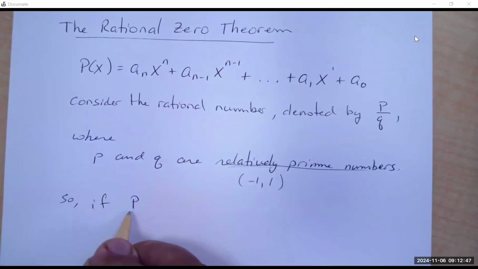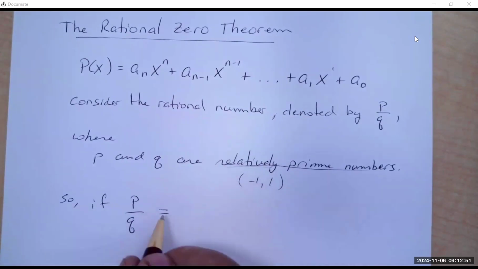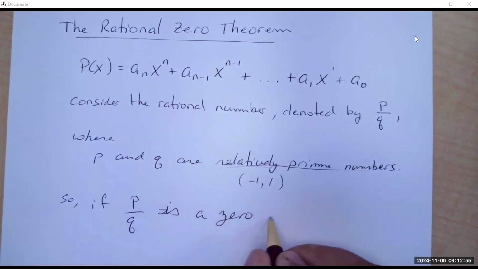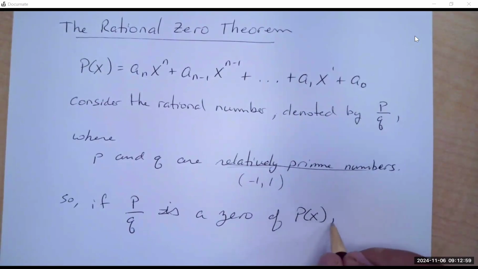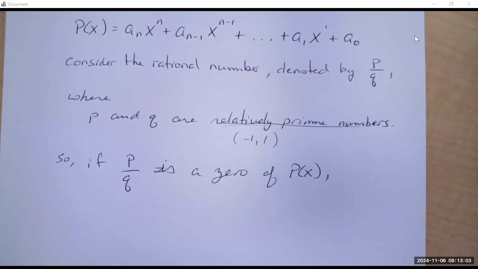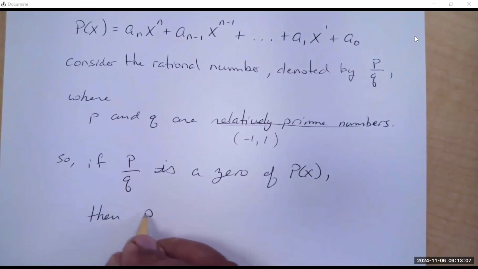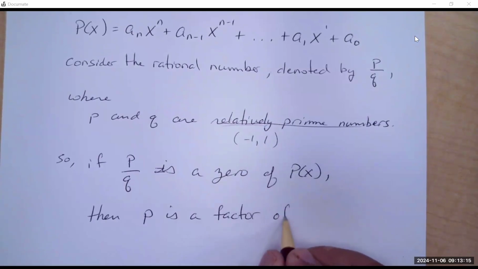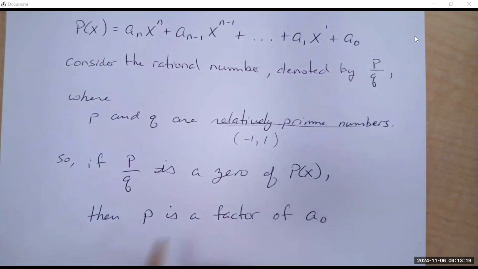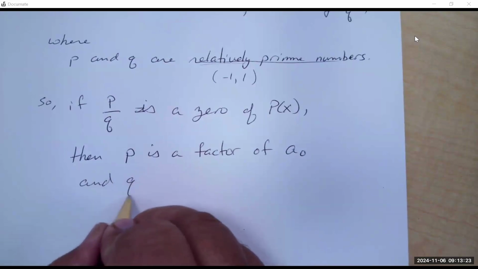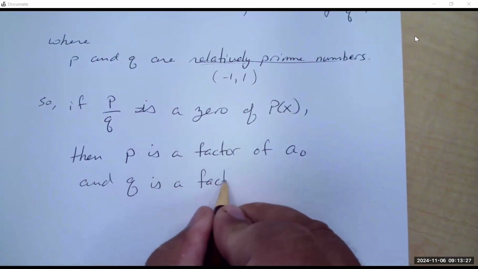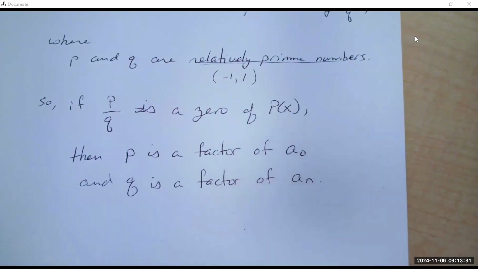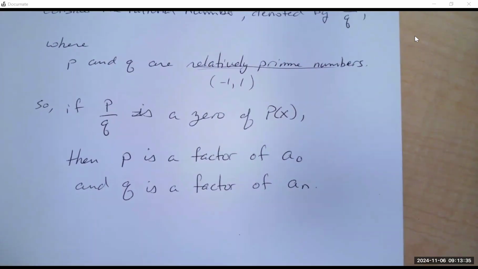So if P over Q is a 0 of our polynomial, then P is a factor of A sub 0 and Q is a factor of A sub n. That's the theorem. Here's what it means.